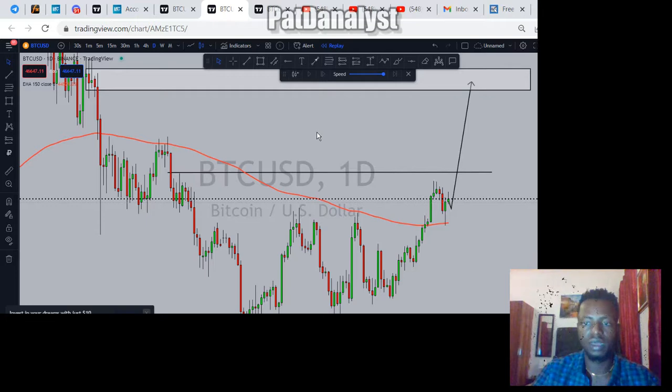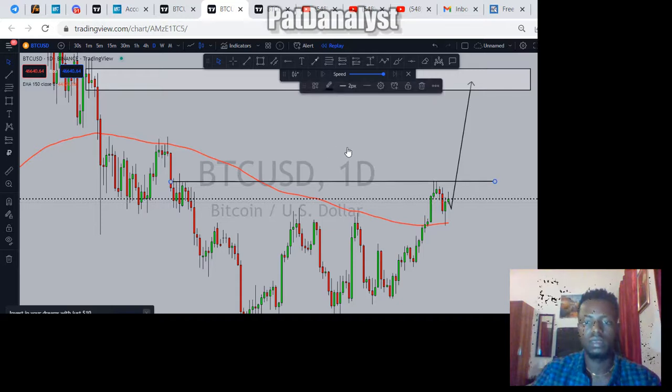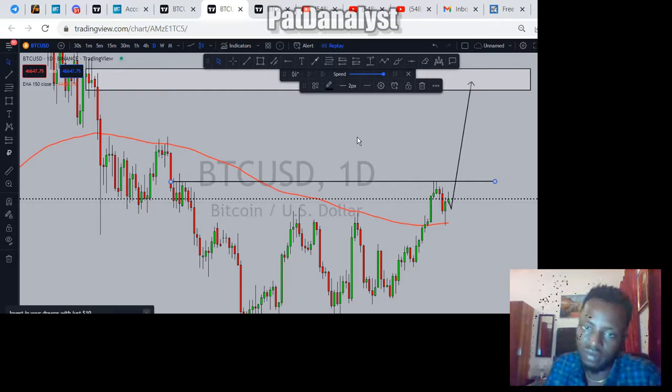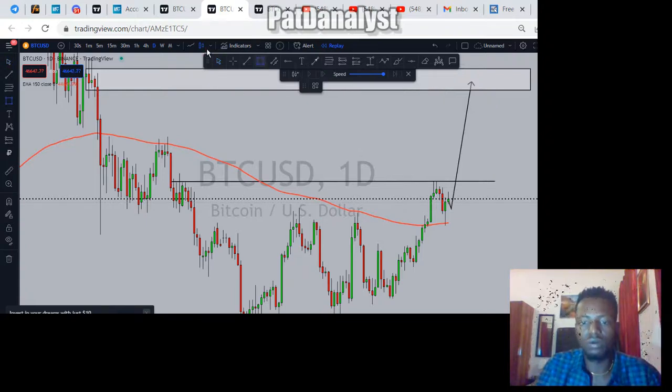Set a buy stop at, let's see, I think here is okay. Yeah, buy stop around $49,000. So once the market breaks above $49,000, what you can do is you buy, okay? Or have a buy limit around that OB that I marked.